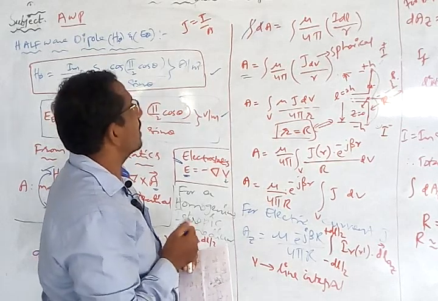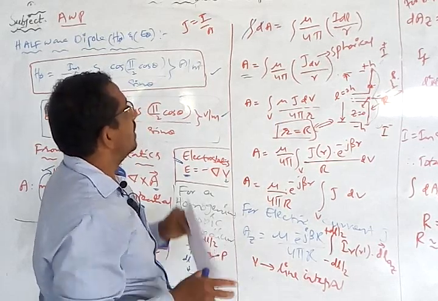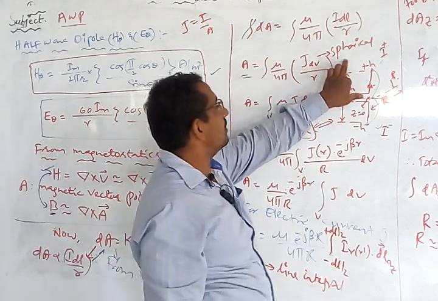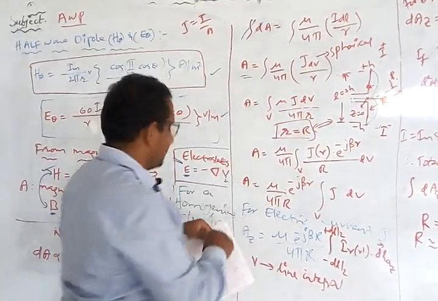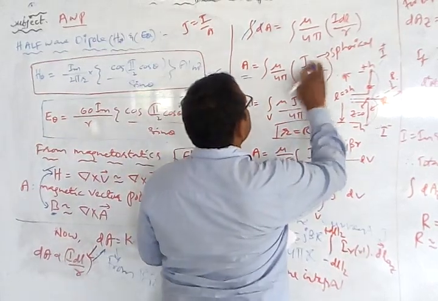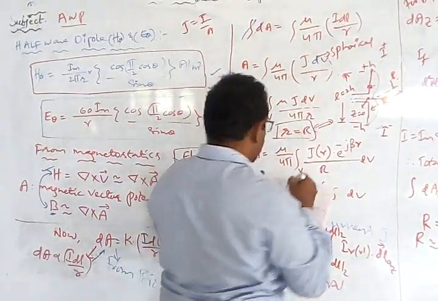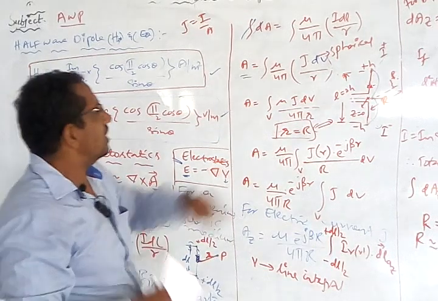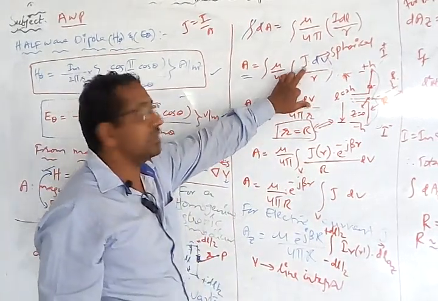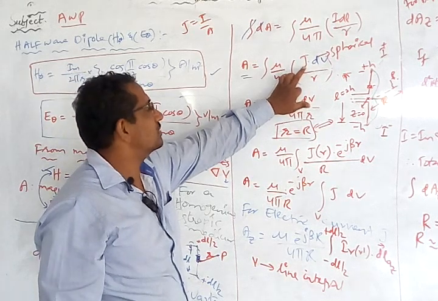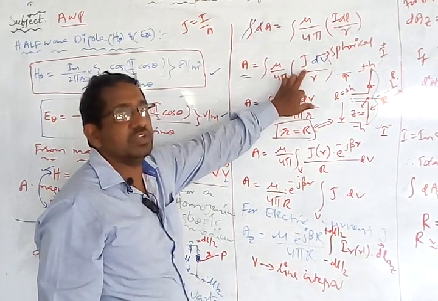Then next, what can I write this I into dl as? Now in a spherical coordinate system, we will write this in terms of the volume density. So we will write this as simply volume density J into dV by R, in terms of the volume density of the current. J is nothing but the current density component.